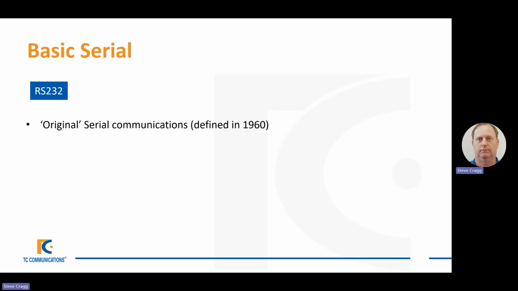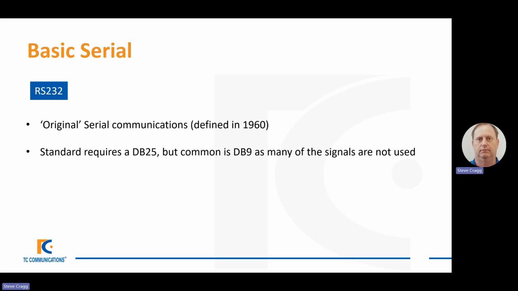I'd say the original serial communications, not necessarily. There were serial communications. A good example would be a telegraph from the Wild West days, which was a form of serial communication, and so on. But when we typically today talk about serial communications, we're often talking about ones and zeros being sent over copper lines, and for that, by far the original and most common standard was RS-232. That was defined in 1960. The original standard required a 25-pin connector.